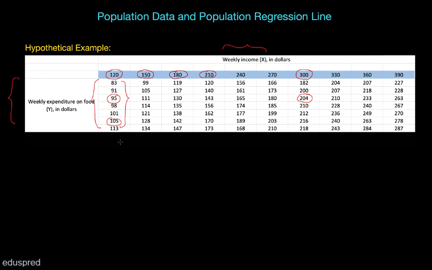Now, by taking a look at this table, let's try to understand what sort of relationship we have between expenditure on food and income. Before we try to figure out the relationship from this table, can you think for a second, as per economic theory, what kind of relationship do we expect between expenditure on food and income? Well, we expect a positive relationship between these two. By a positive relationship, I mean that if your weekly income increases, we expect the weekly expenditure on food to also increase. So we expect a positive or a direct relationship between these two variables.